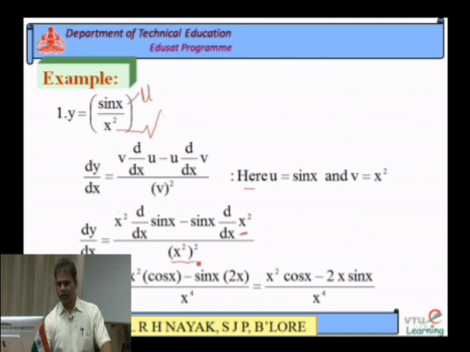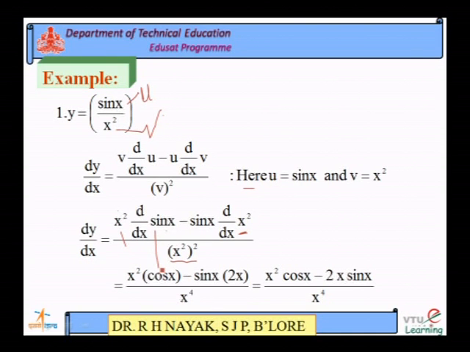This x square is kept as it is. Differentiation of sin x is cos x, minus we keep sin x as it is, and differentiation of x square is 2x. x square whole power 2 becomes x to the power of 4. So we get x square into cos x minus 2x into sin x, divided by x to the power of 4.